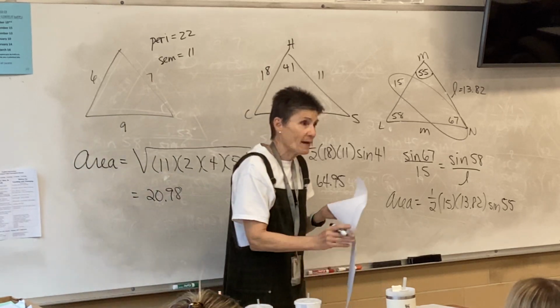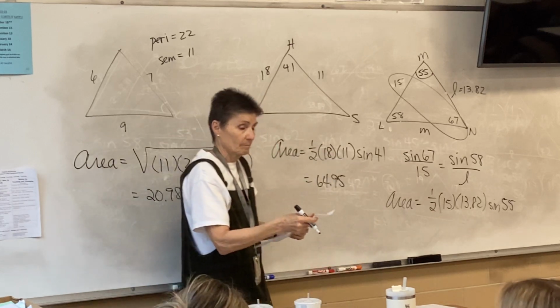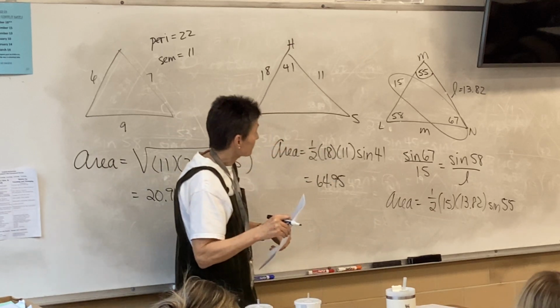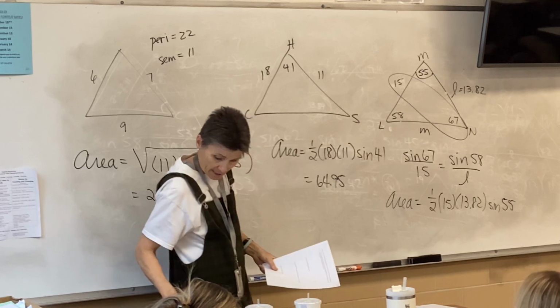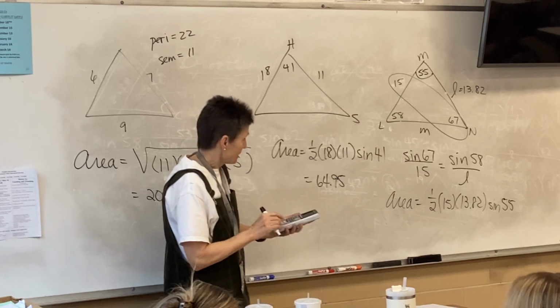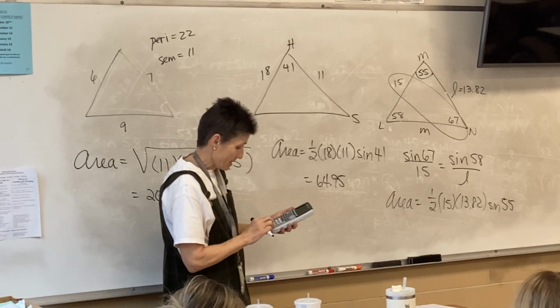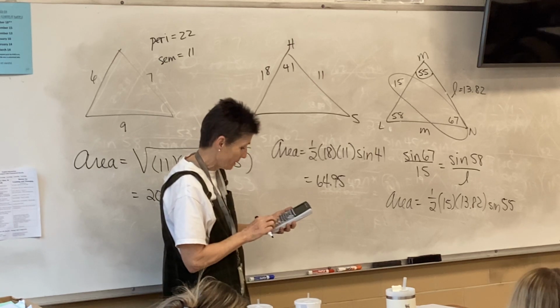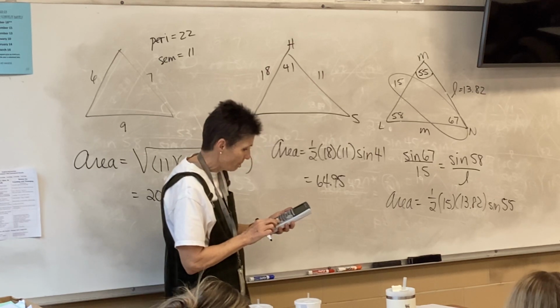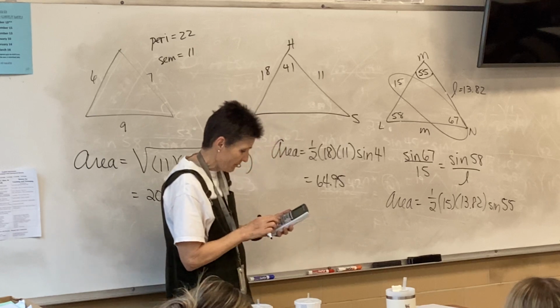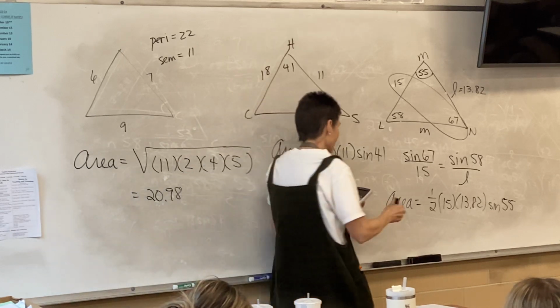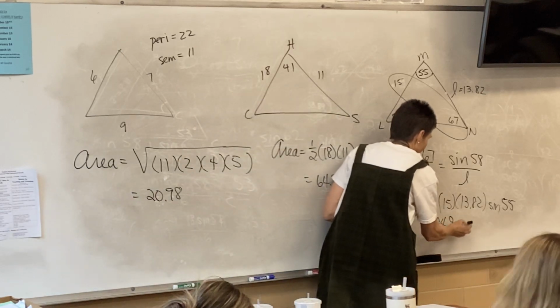All right, one more page, guys. Here we go. What was it? I got 84. Oh no, I didn't. So 1/2 times 15 times 13.8, sorry. No, you're good. Times sine 55. My area was 84.91. Yep.